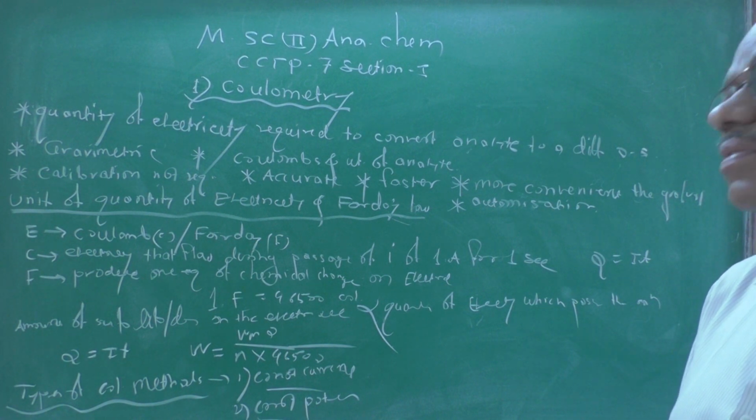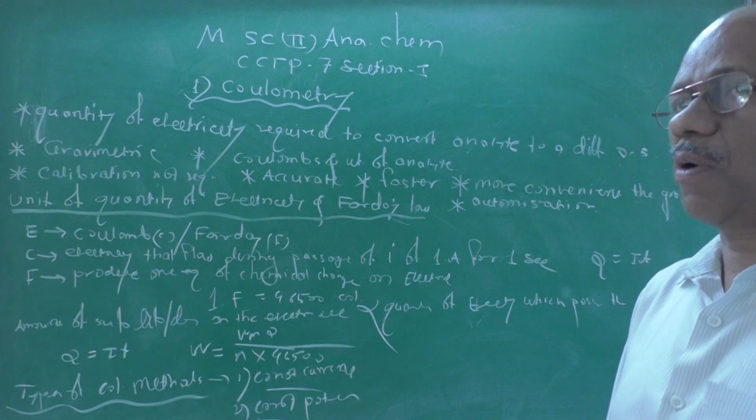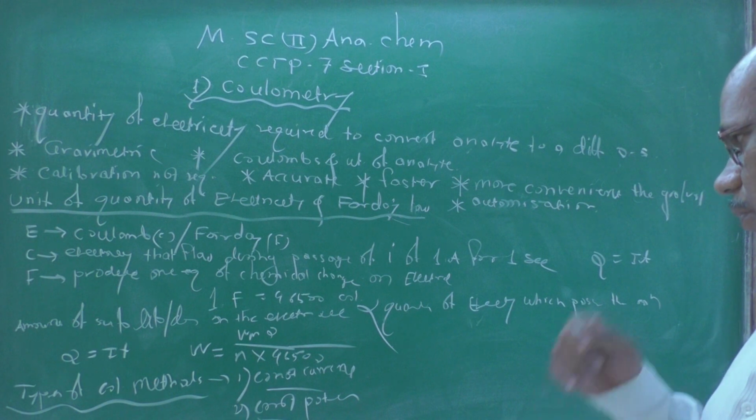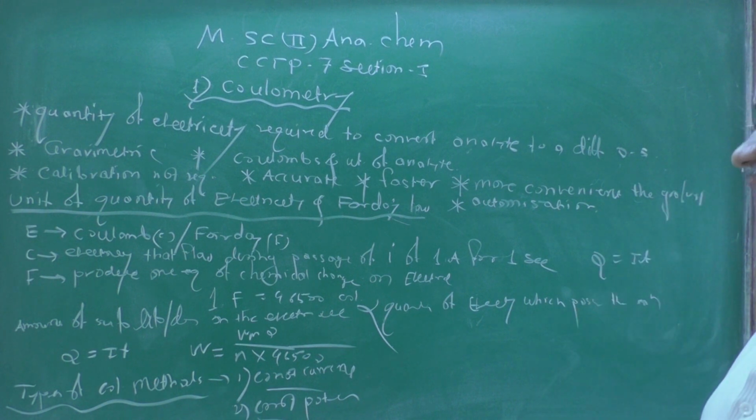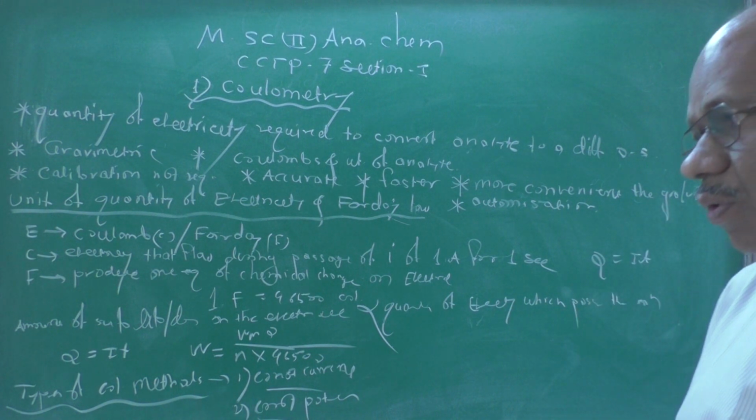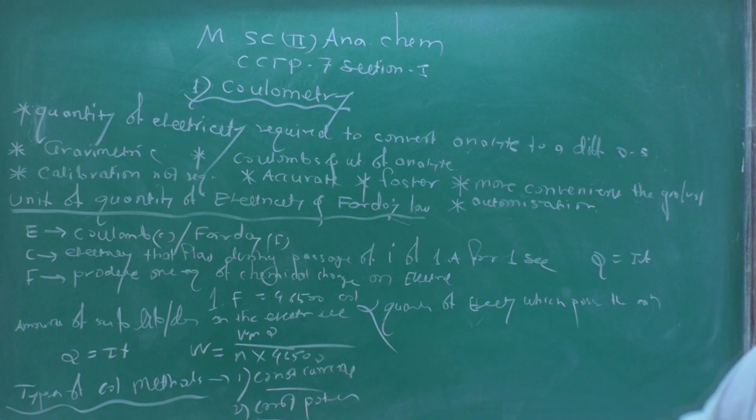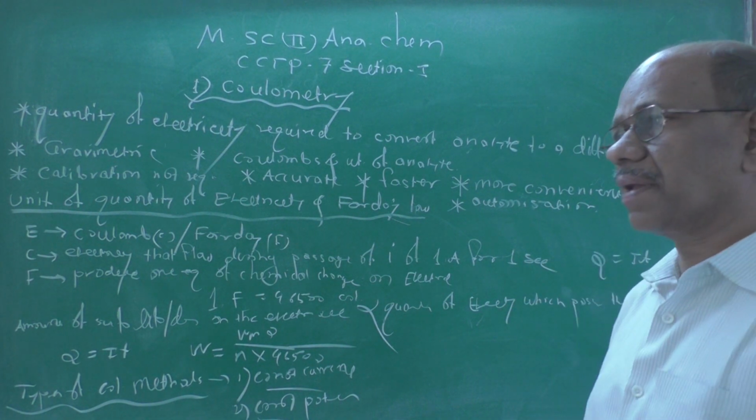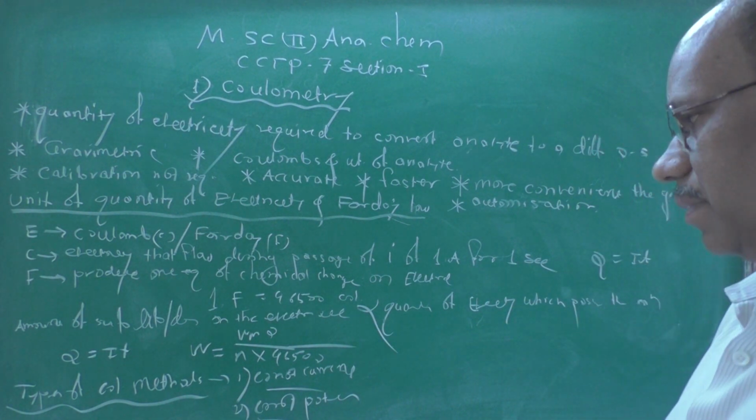The amount of substance liberated or deposited on the electrode is directly proportional to the quantity of electricity which passes through the solution. Means that Q is equal to IT. I is current, T is time. Current is measured in ampere, time is measured in second.